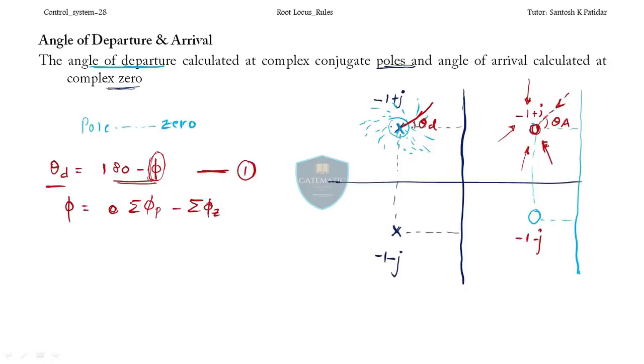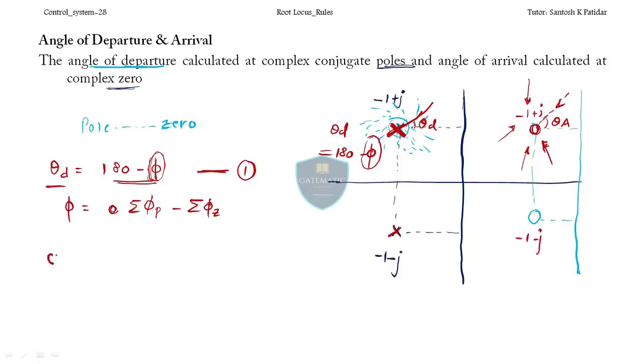Suppose you are considering this pole, and at this pole you have to calculate the angle of departure. So the formula says that phi d at this particular point is 180 minus phi. So this phi is the phase contribution of the remaining poles and zeros in the system, isn't it?